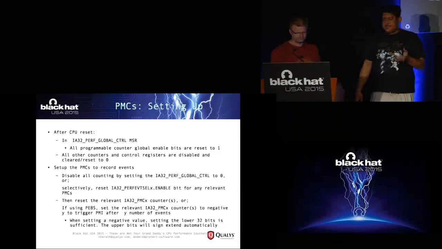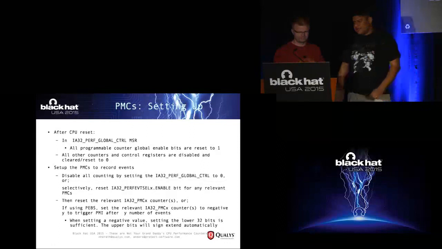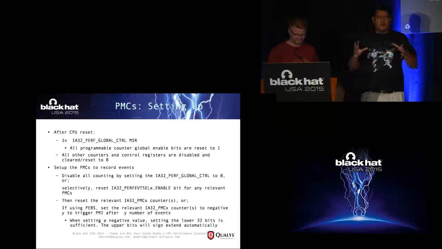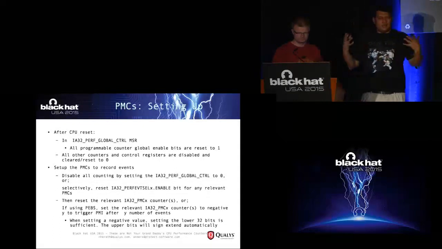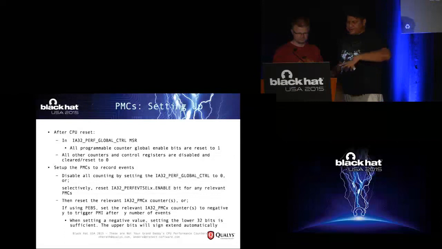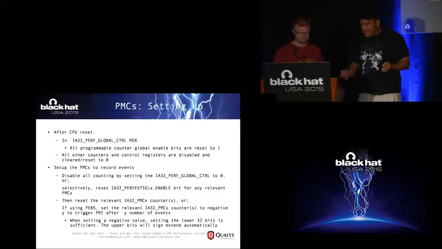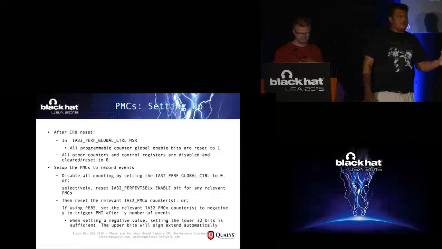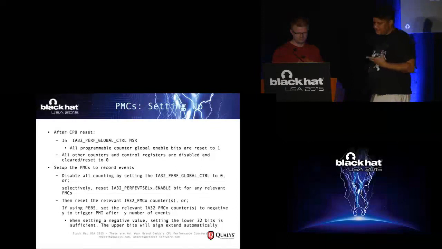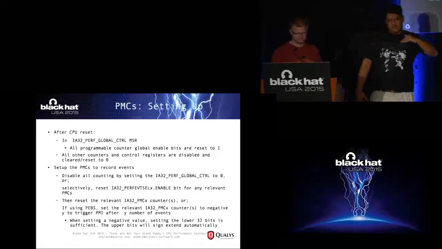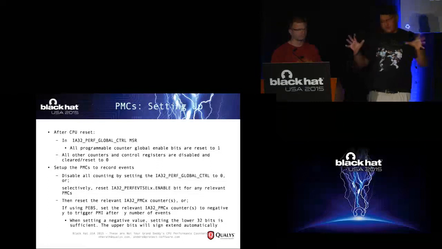Okay, so in terms of how this all comes together in a runtime setting, after the CPU is reset, all the performance counters are reset to 0, and all the counters are disabled, with the control registers disabled and cleared to 0. So this is the kind of state that the CPU is in after reset. To set up the PMCs to record events, we need to take certain steps. So I'll quickly run through the steps so you get a rough idea of the workflow.